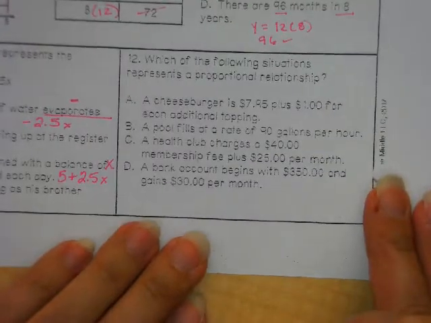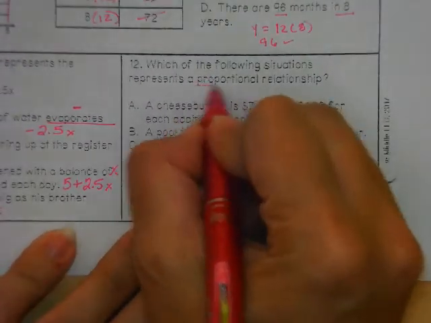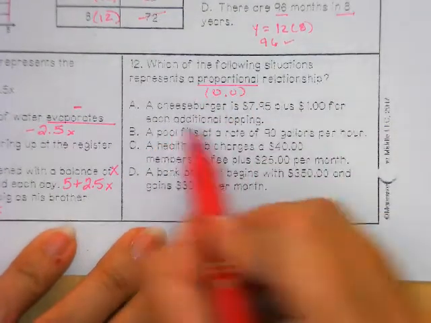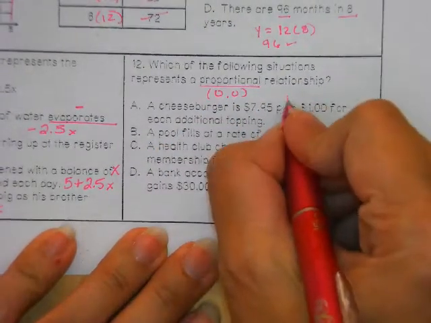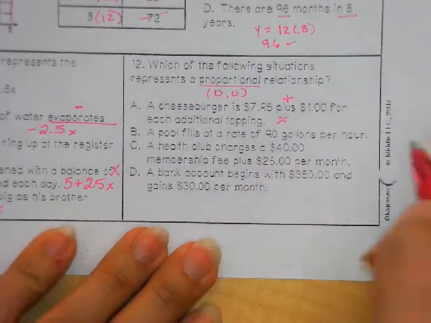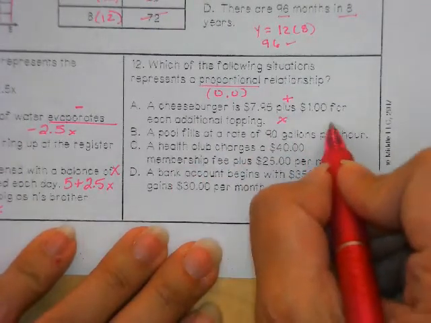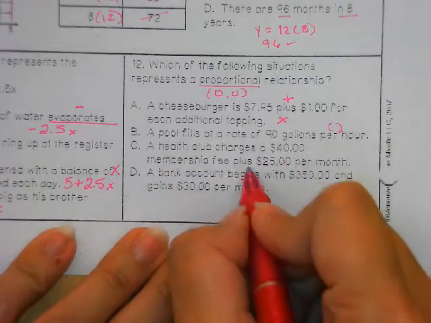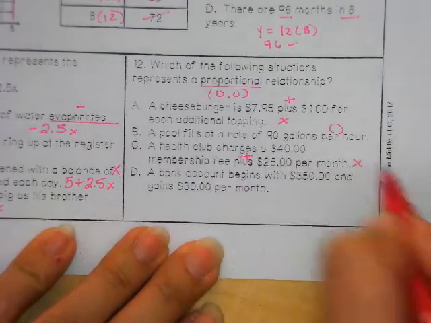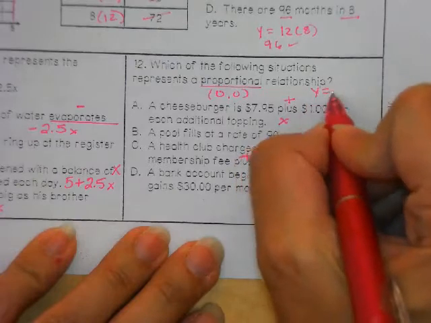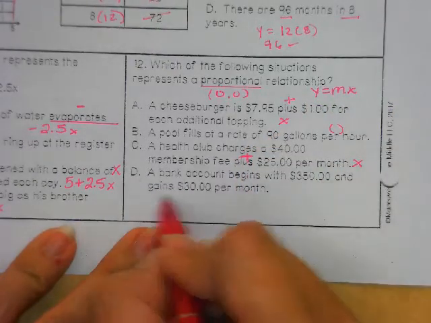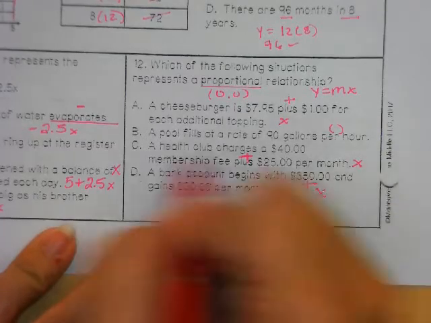12, which of the following situations is proportional, right? So this starts at 0. Cheeseburger is $7.95 plus. Nope. Pool fills at a rate of 90 gallons per hour. Maybe. Health club charges $40 membership plus. Remember, it's going to only be a y equals mx equation. Bank account begins with $3.50 and gains, so this is a plus also. So this one has to be B.